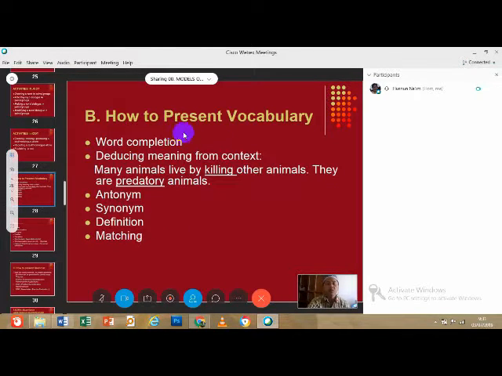B. How to present vocabulary. 1. Word completion. 2. Deducing meaning from context. Many animals live by killing other animals. They are predatory animals. And 3. Antonym, synonym, definition, and matching.